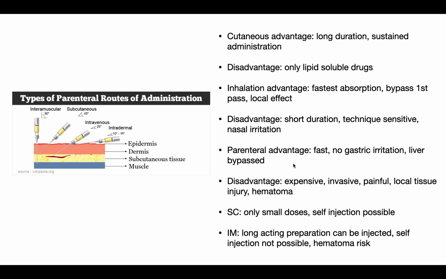The parenteral advantage is that it's fast. There's no gastric irritation, and the liver is bypassed. However, it's expensive, invasive, painful, and there's of course local tissue injury. The subcutaneous route is only available for small doses, and the intramuscular advantage is that you can inject a long-acting preparation. However, there is a risk of hematoma.